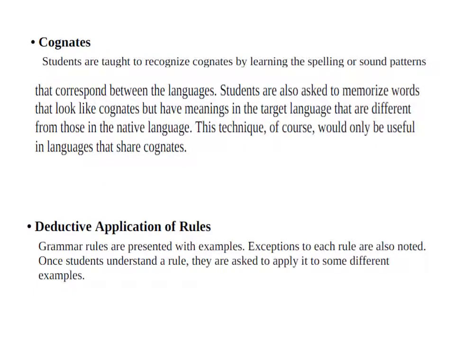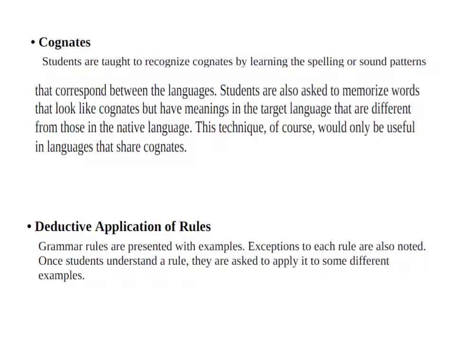Cognates. The students can make use of the similarities between the native language and the target language. So sometimes we have the idea of cognates, which includes words which are similar in form and meaning in the target language and the native language. For example, we have the words radio, bicycle, fax, which are used in similar form and meaning in English and Arabic. We can use them in a similar way, so the students can make use of the similarity between the two languages. That's why one of the techniques is the use of cognates.